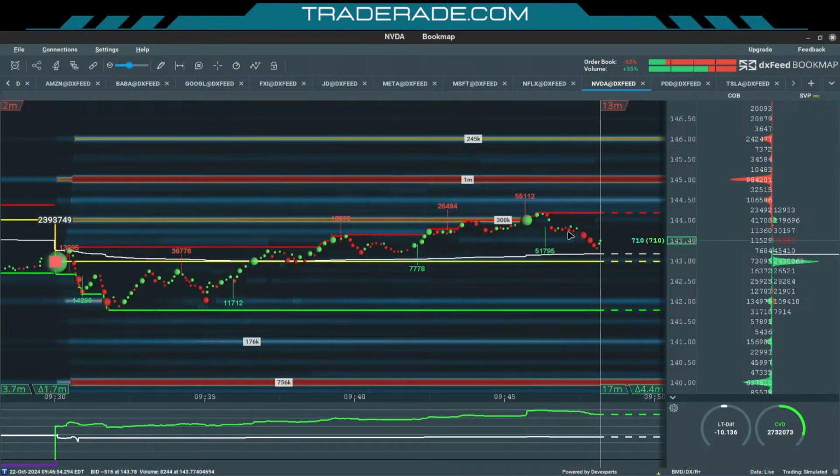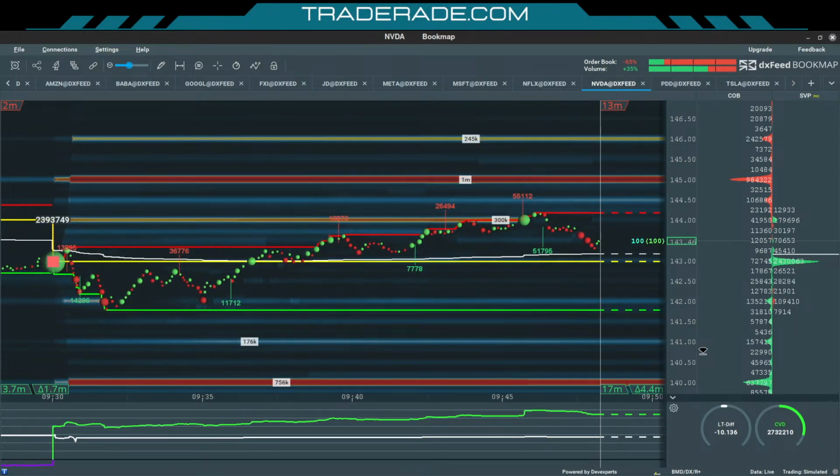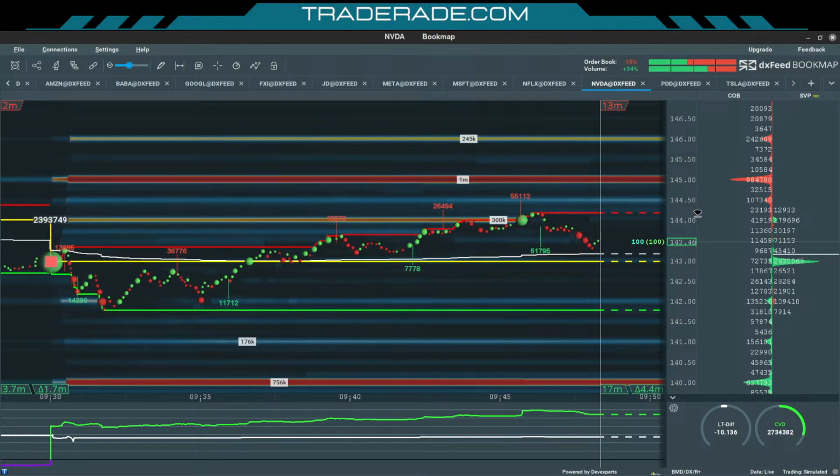NVIDIA making new cash session highs, pulling back to VWAP here, may test it, but overall this one also looks constructive. A chunky 1 million offer casually sitting at 145.